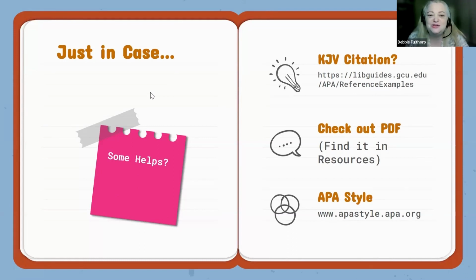Just in case you need some more information, this is what I want to encourage you to go to. If you want to go to the KJV citation and you find that, you go to the reference examples. Let me go there real quickly. I'm going to pause the share. And I'm going to go to the reference example. Okay, so this is the reference example from the GCU Library Guides, the Bible, commentary, and other works. This is where I got all my information from.